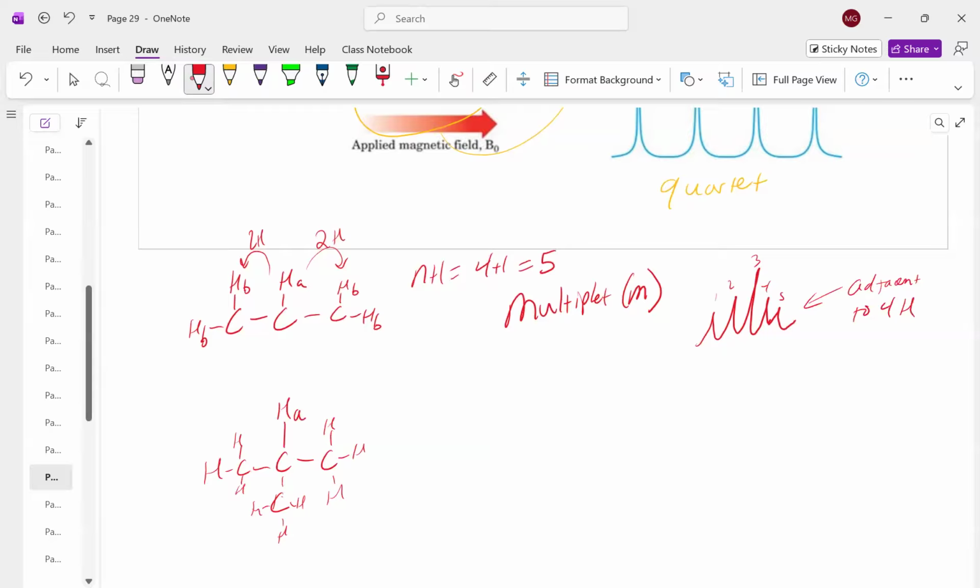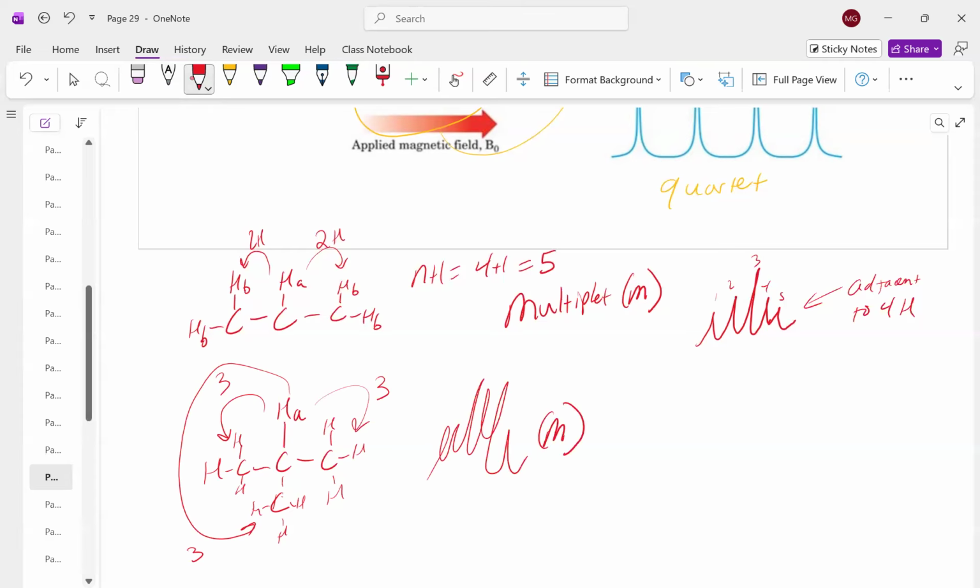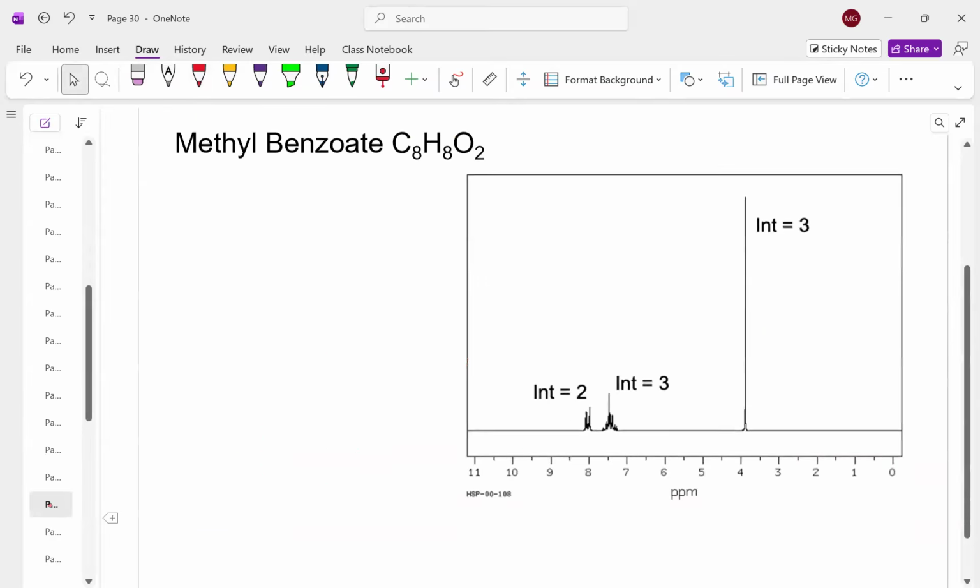Because this A hydrogen is adjacent to those three and these three, and then those three as well. And if you don't have a great quality NMR, it's just going to look like a big mess. But we'd still just call it a multiplet. All right, so let's look at some examples here.